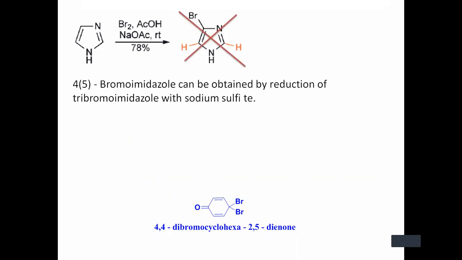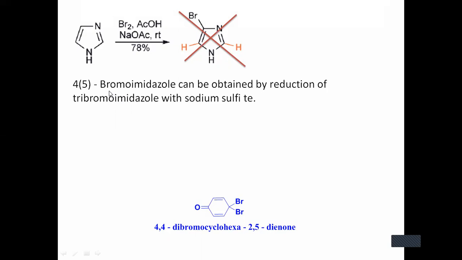So if I want 4-bromo imidazole, don't get confused: what is it in the bracket, 4-bromo 5? It means that for this compound, the reason is that 4-bromo imidazole undergoes resonance, and when you number this resonance part, that will give you 5-bromo. So it's called 4,5-bromo.